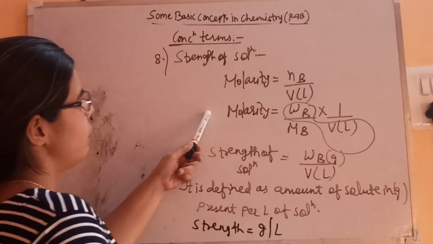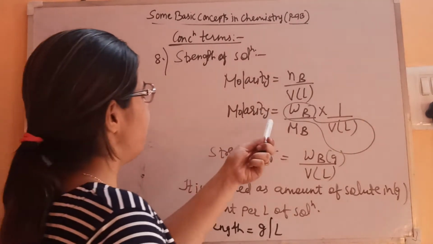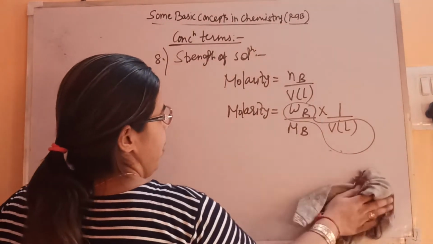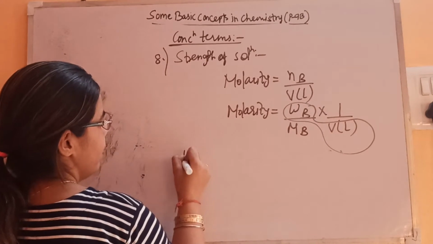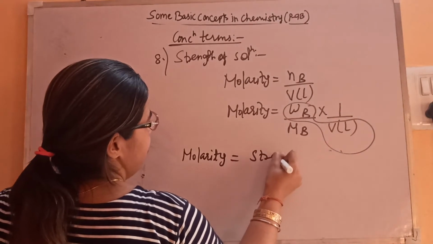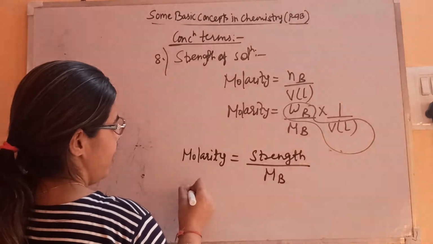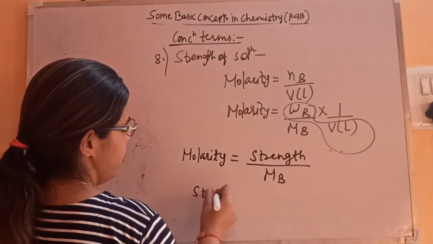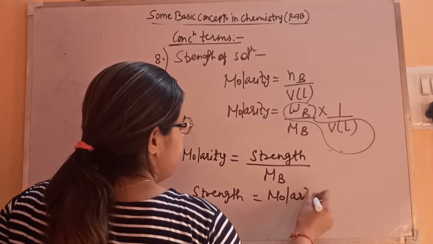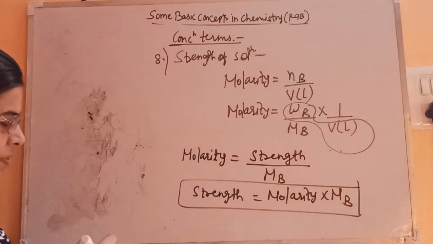Okay, now from the molarity formula, we will get the relationship between molarity and strength. As this is strength, let's substitute the value. Molarity is equal to strength divided by molar mass. So, what is the strength of solution? It is equal to molarity into molar mass of solute. This is the relationship between the two.